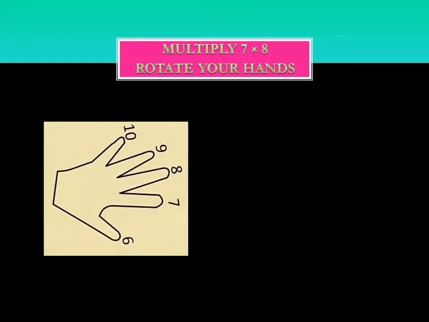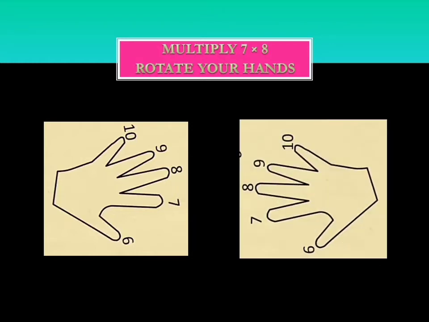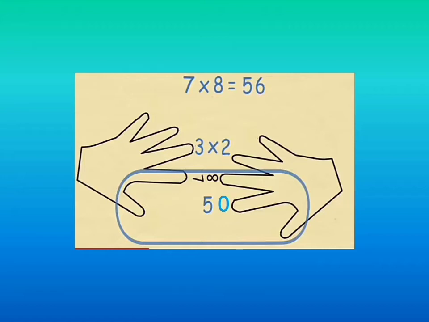For this, first rotate your left hand so that we have finger being 7. And rotate your right hand, line up number 8. Now we count the number of fingers that are below the two fingers that are touching. We have 2 fingers on the left hand and 3 fingers on the right hand, which is a total of 5 fingers. This shows the tens place of the answer, that is 50.